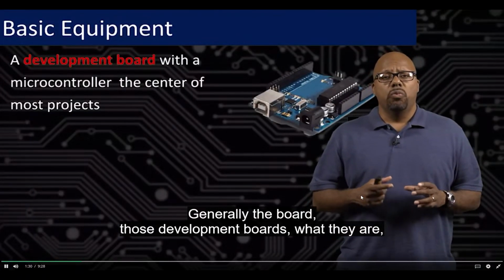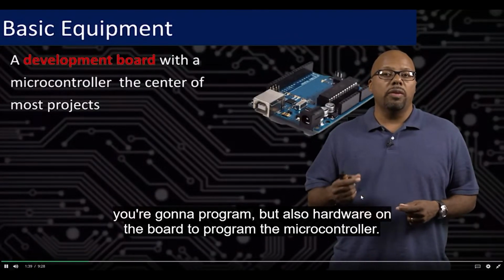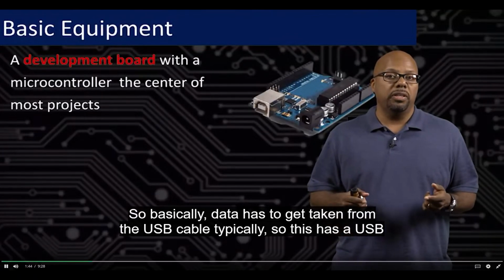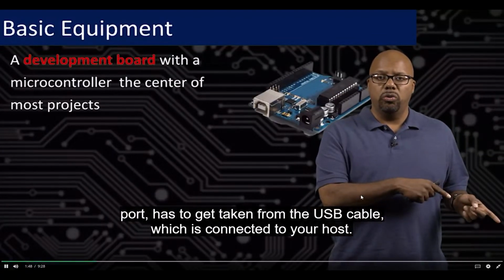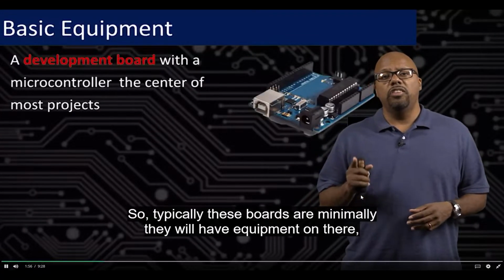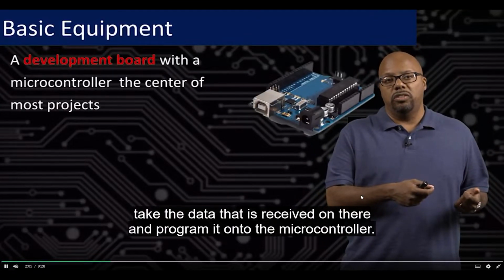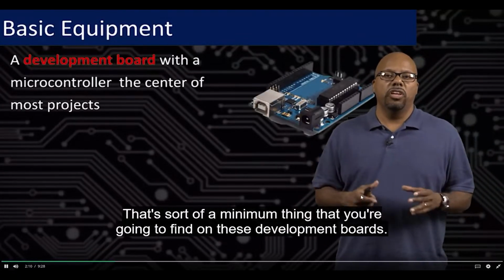Generally, the main thing these development boards have to have is a microcontroller that you're going to program, but also hardware on the board to program the microcontroller. Data has to get taken from the USB cable, which is connected to your host, and programmed into the flash memory of the microcontroller when you want to put a program onto it. So minimally, these boards will have hardware whose job it is to read the USB cable and take the data received and program it onto the microcontroller. That's a minimum thing you're going to find on these development boards.